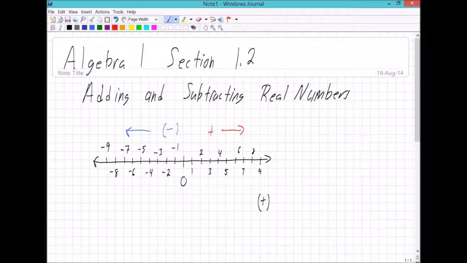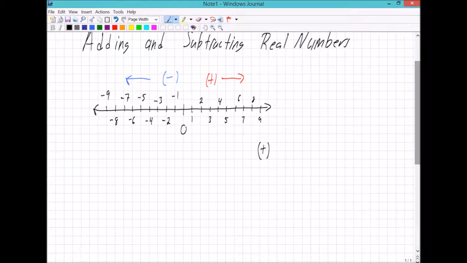So when we're adding numbers, we're actually being told to move a certain distance to the left or to the right. Let's do an example really quick. If I saw 5 minus 3, we know what the answer to that is if we evaluate. It's obviously 2.